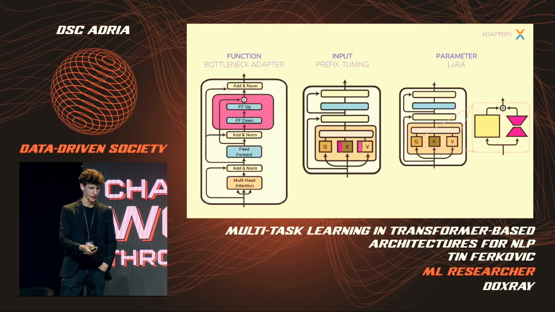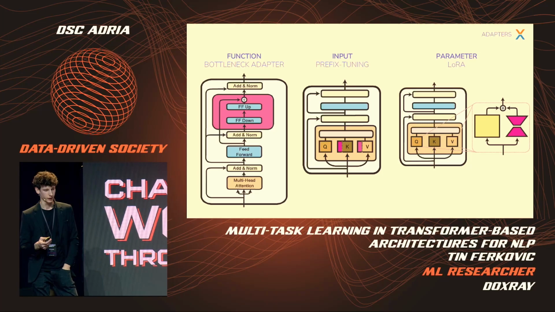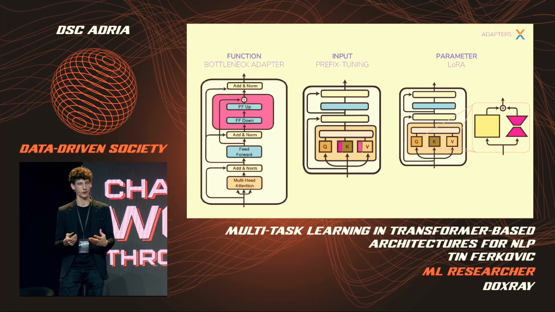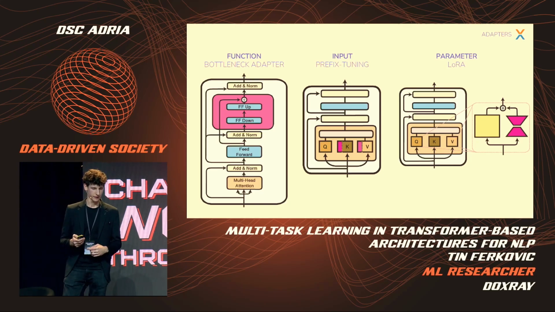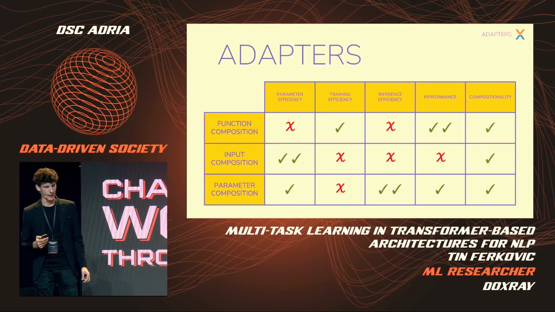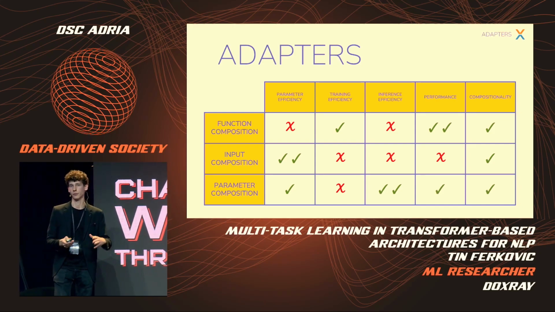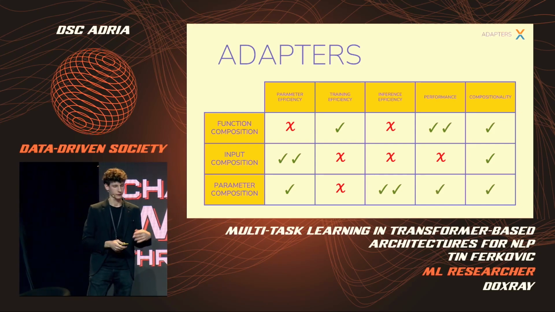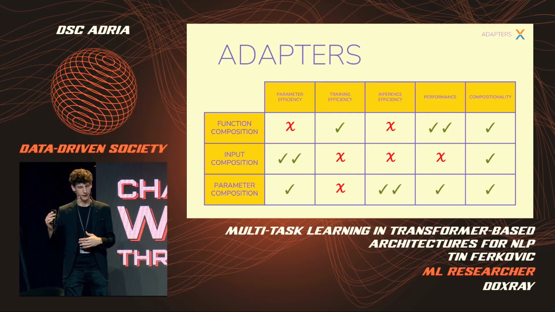But parameter composition, for example, is very efficient. Why? Because during inference on the right, you can basically merge those weights. Okay, during training they need to be separate, but during inference they come like as one, and that means that the inference for single task learning and for parameter composition of adapters is the same.